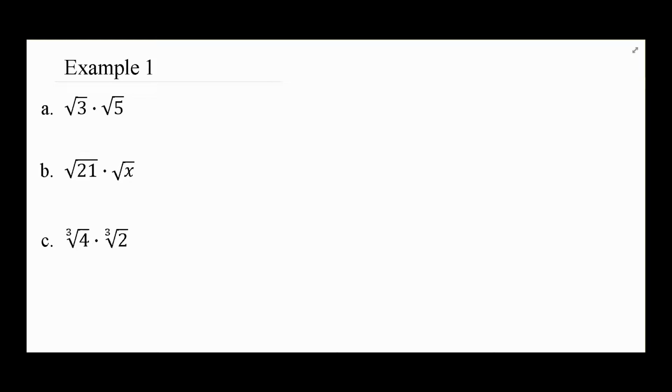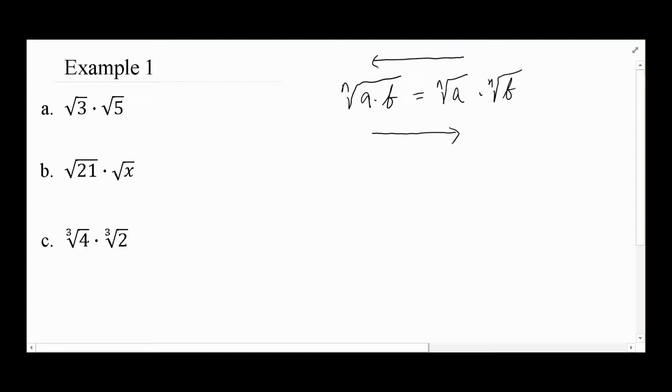So let's look at some examples that use the product rule for radicals. Now I do want to point out that the product rule for radicals works both directions. So we wrote it as the nth root of a times b equals the nth root of a times the nth root of b. When we simplify radicals, we're going to be working left to right. But we can also work right to left. If you have two radicals that you're multiplying together that have the same index, you can go ahead and combine them as a single radical. And that's what we're going to do in this example.